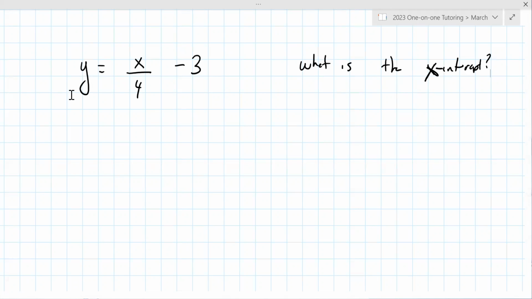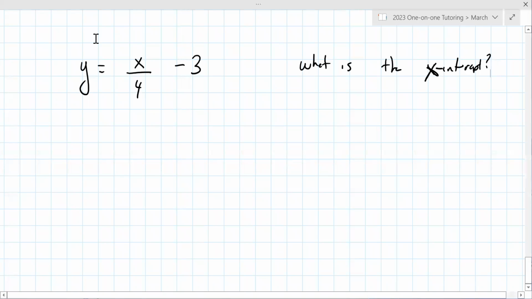You said you wrote down everything in the previous problem. Well, it's there. I wrote y equals something right underneath. What is the x-intercept? y equals 0. So you're going to put 0 in for y. What is the first step to solving this?